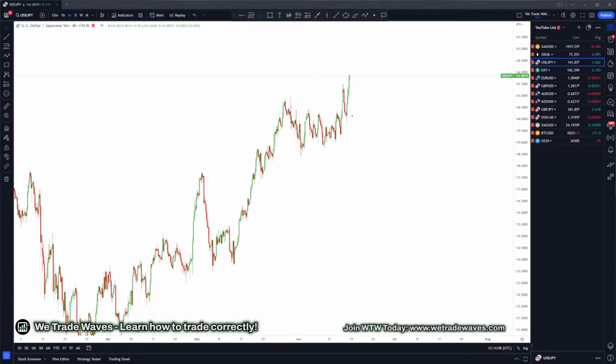Now, if you took this buy to the upside, I want all of you to start managing your trades, because after this up wave, we are expecting market to correct for one more push up. That's what I'm expecting next for dollar yen.